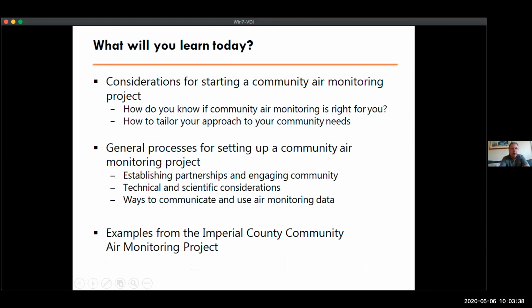So just an overview of what you'll learn today. Considerations for starting a community air monitoring project. How do you know if community air monitoring is right for you? How to tailor your approach to community needs, and the general processes for setting up a community air monitoring project, like establishing partnerships, some technical considerations and ways to communicate. And then we'll be showing you some examples from Imperial County on this. Next.